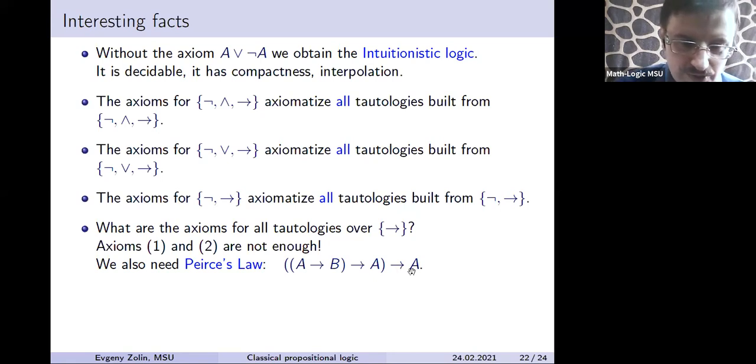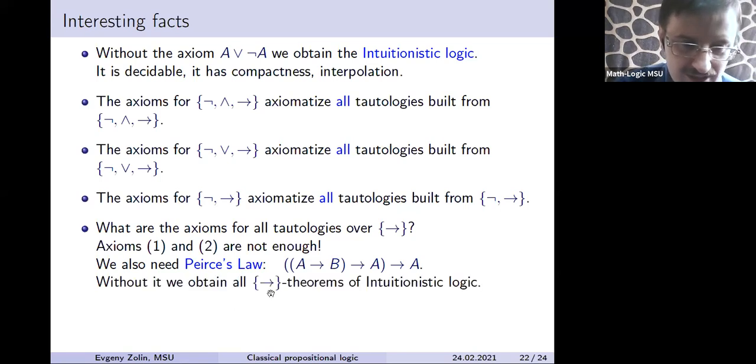The question is, if we don't want to take Peirce's law, what do axioms 1 and 2 axiomatize? The answer is that they axiomatize only the implicational theorems of intuitionistic logic, without the law of excluded middle. And again, to prove this is not an easy task.